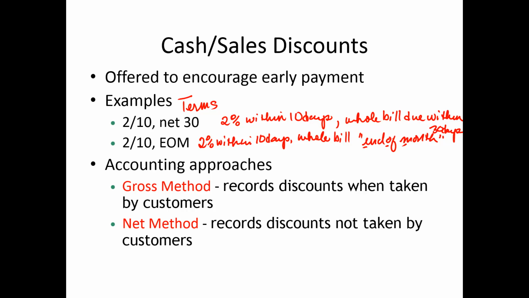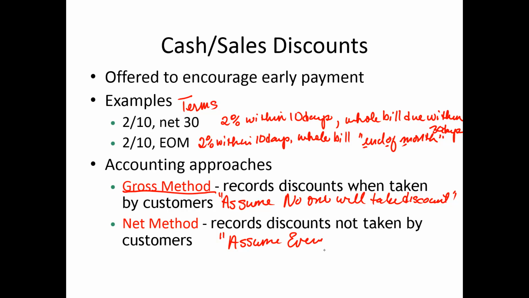So there's two different approaches to handling these credit terms or these cash or sales discount terms. The first method is called the gross method, and in the gross method you assume no one will take the discount. And the net method, where you assume everyone will take the discount.